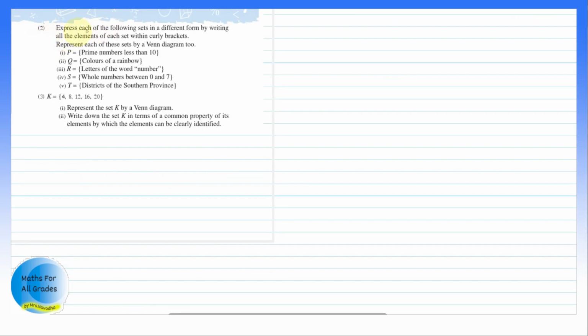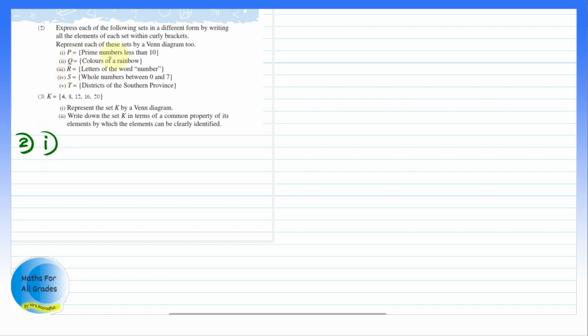Question number 2. Express each of the following sets in a different form by writing all the elements of each set within curly brackets. Then they are also asking to represent each of these sets by a Venn diagram. So they have given 5 sets here in descriptive method. You have to write them down in listing method and Venn diagram.